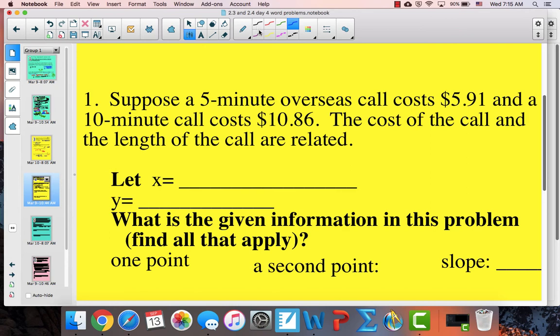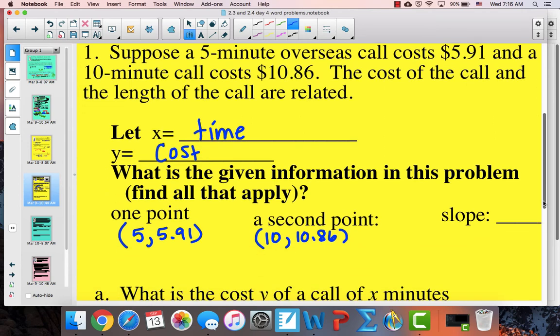All right, the first thing I want to do is set my variables. Remember I said that time is usually always your x, so the cost of the call depends on the time. Now each of these points in time are actually points. So if time is my x, then for a 5-minute call, my 1 point would be (5, 5.91). And my other point for a 10-minute call would be (10, 10.86). Making sure when I write my points, I put the x and y's in the appropriate place.